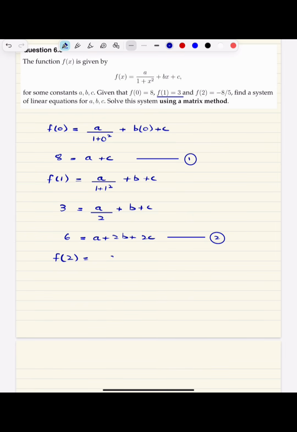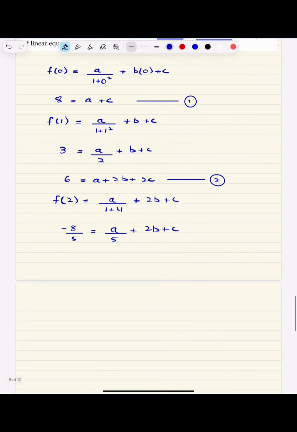Okay, let's continue. a over 1 plus 2 squared, which is 4, plus 2b plus c. And this should equal minus 8 over... No, the monster's awake. I'm going to have to stop the video again.